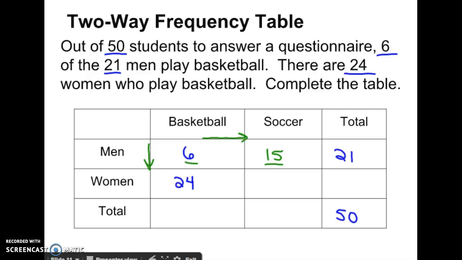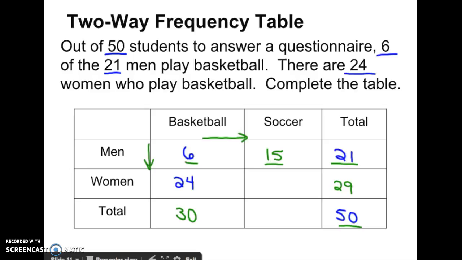Going straight up and down, then I know 6 men play basketball. I know 24 women play basketball. So altogether, 30 people should play basketball, when I add vertically. If I go to this part, I know that 21 men did the questionnaire, and a total of 50 people did the questionnaire. So if 21 men did the questionnaire, then that means 29 women would have to have done the questionnaire.